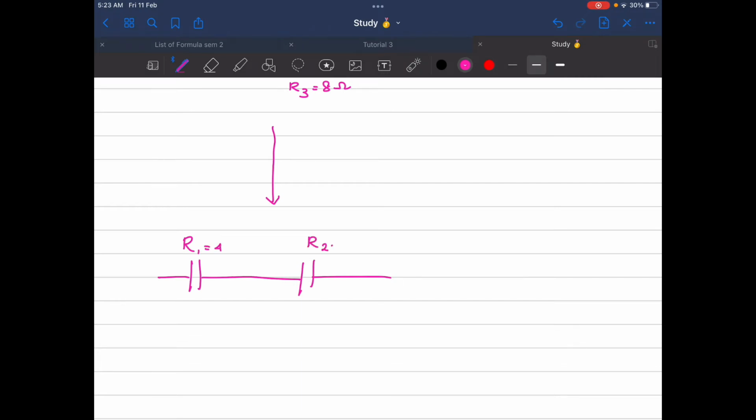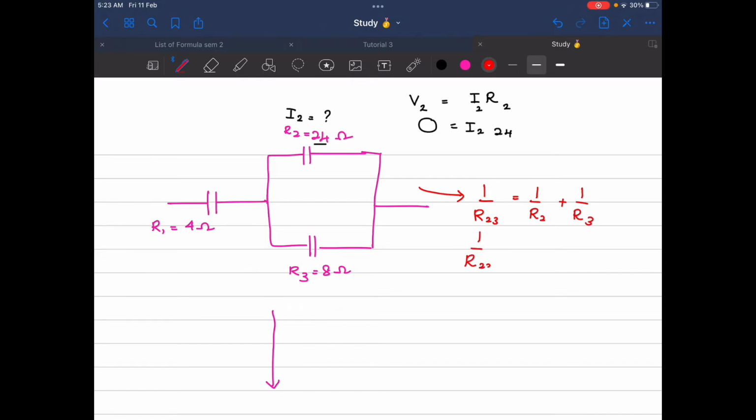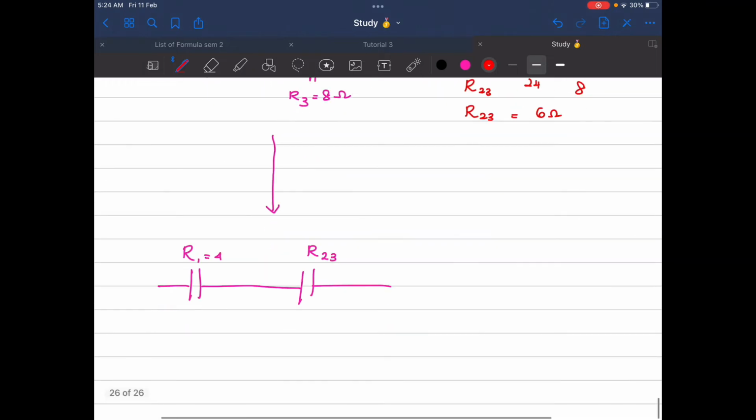This one is R23. So how to combine 2 with 3? Since we see they are parallel, parallel because it forms a T-junction, we can solve it here. So 1 over R23 equals 1 over R2 plus 1 over R3. So 1 over R23 equals 1 over 24 plus 1 over 8. So R23 will actually be 6 ohm. So this one you obtain your answer to be 6 ohm.